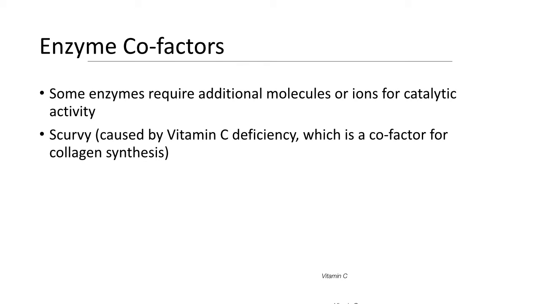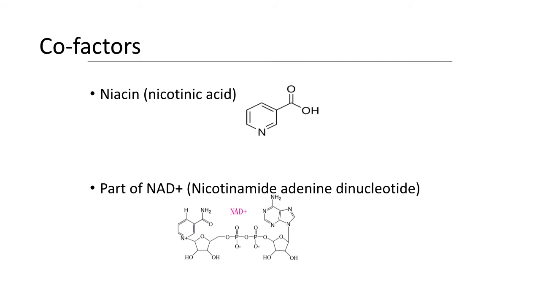Some enzymes need cofactors, additional molecules or ions for catalytic activity. For example, to make collagen, vitamin C is necessary, and the disease known as scurvy is caused by a vitamin C deficiency, which is necessary for collagen synthesis. Other types of cofactors include niacin, another name for nicotinic acid, and this particular molecule is important because it gets incorporated into NAD+, nicotinamide adenine dinucleotide, which we'll talk about in a second when we talk about metabolism.